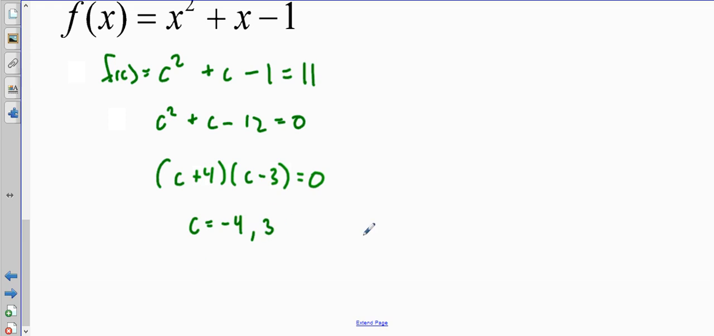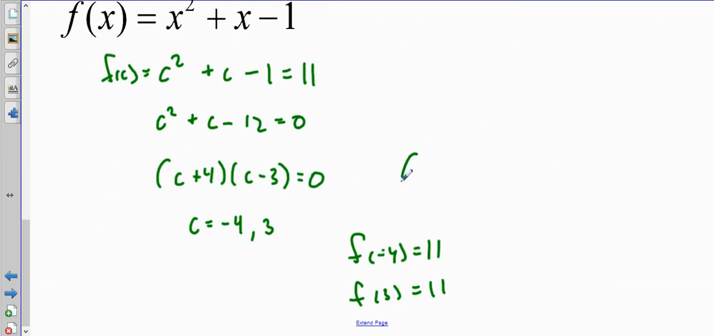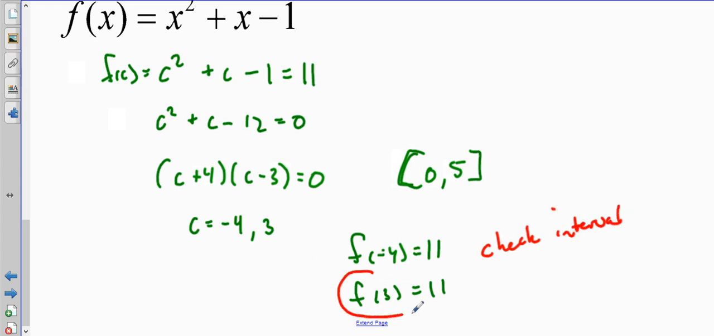At these different values, when f of -4 is plugged in, that's going to equal 11, and also when f of 3 is plugged in, it equals 11. However, check out our interval. We're looking at only values between 0 and 5. So which ones are not going to be used? Check the interval. We are guaranteed that this one works. That's the one we're going to guarantee.